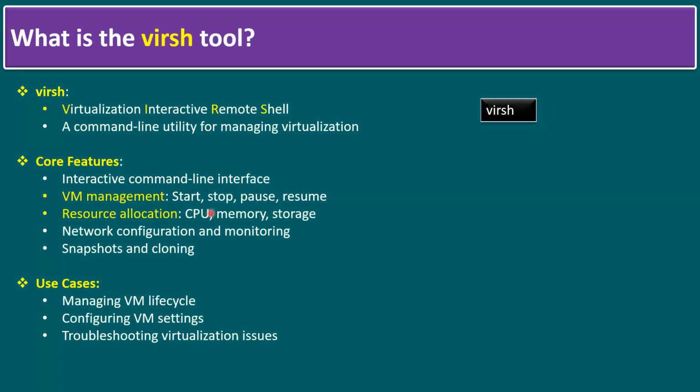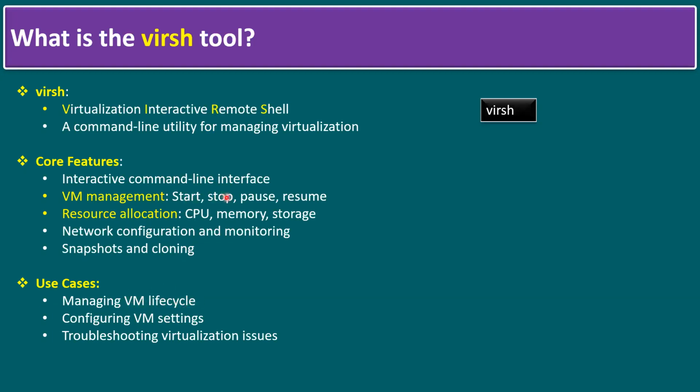And resource allocation: we can also modify CPU, memory, and storage, and we can also configure network configuration and monitoring. Specifically for the virtual machine, we can create a snapshot and we can create a virtual machine clone using virsh commands.